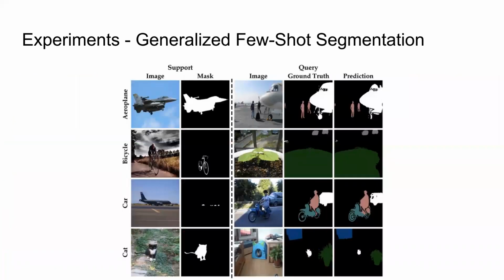This figure contains segmentation results of the proposed approach on the generalized FSS setting. Note that white in the query mask represents the novel category, while the other colors represent the base categories. We can see that the bicycle in the second row here is segmented even though it is very small to check with our own eyes.